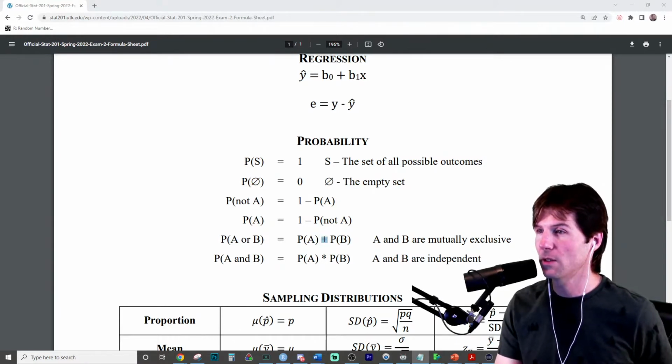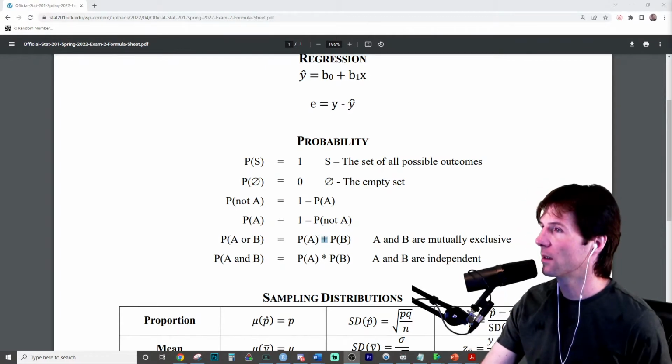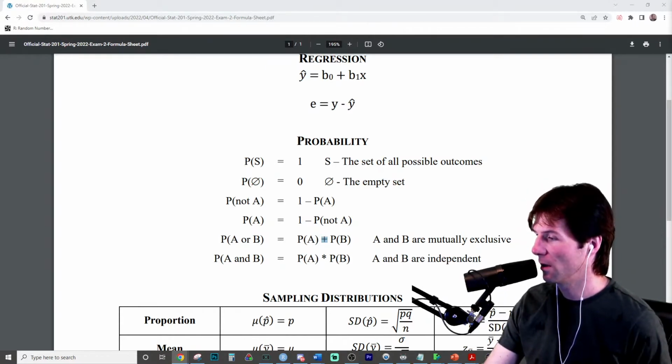So what is the name of this rule called right here? What is the name of that rule?